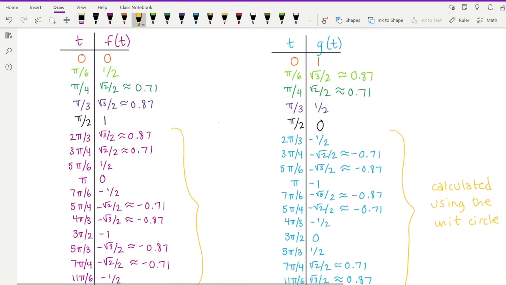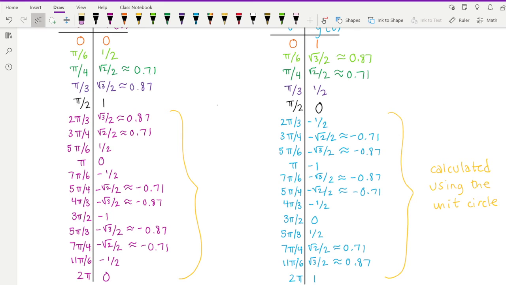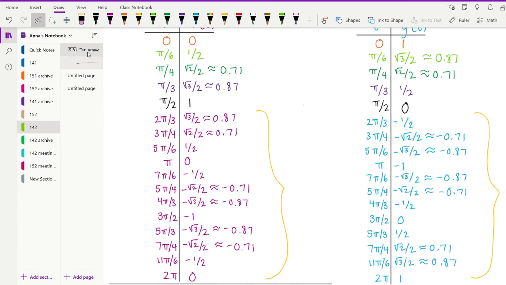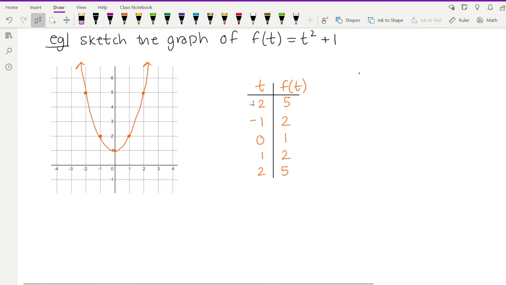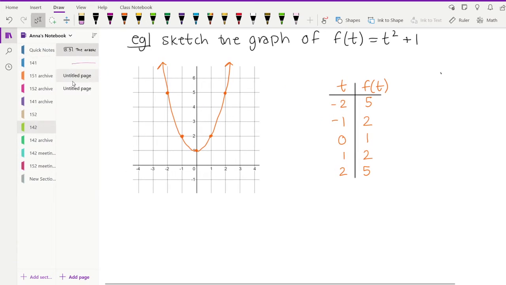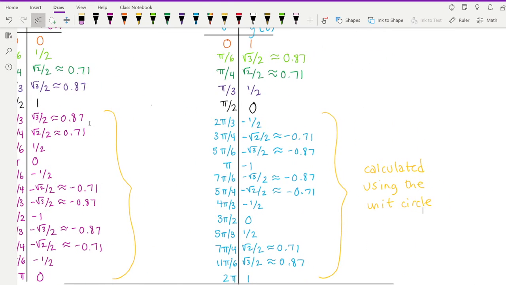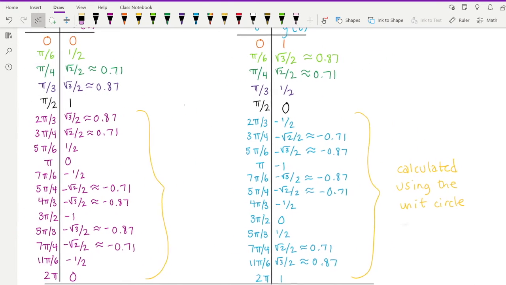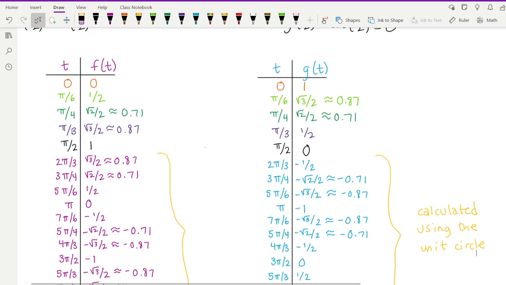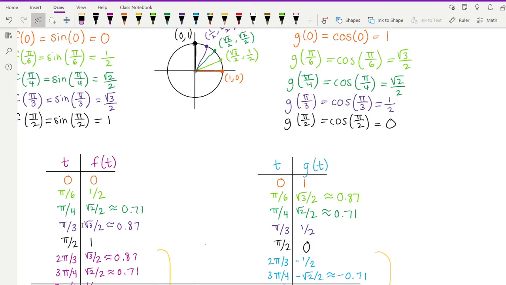And I'll get to this later, but notice that I included basically all of the nice angles between 0 and 2 pi. Those are not the only angles that you can plug in, but it's like when we did our table here. We didn't do every value of t, right? We just picked a few. We're just picking some nice values, and then we'll talk about what the rest of the graph looks like as well. Okay, so let's start again by focusing on the table on the left.